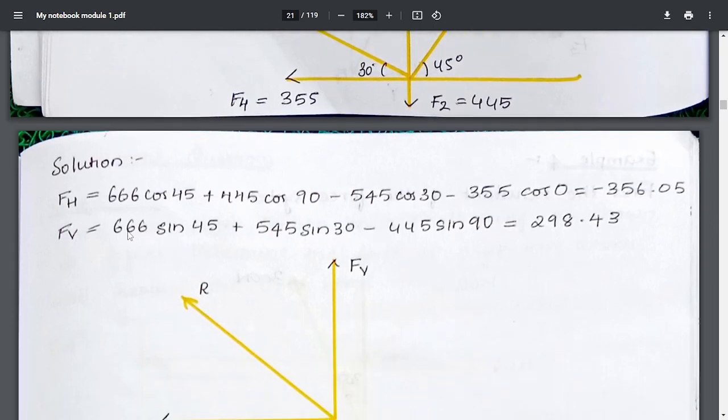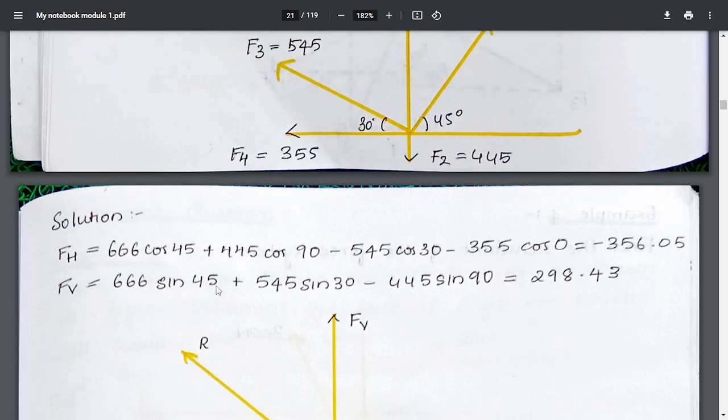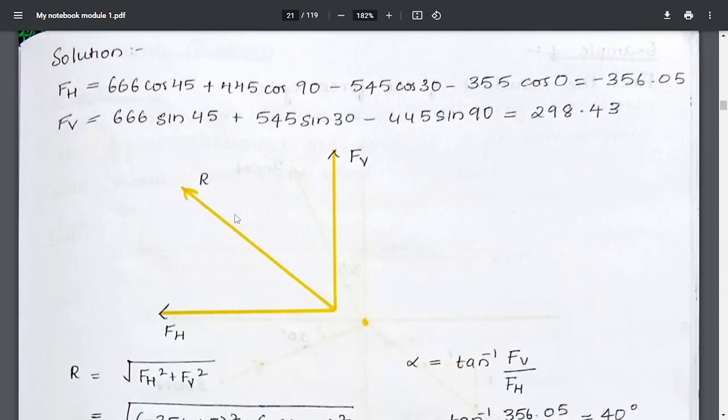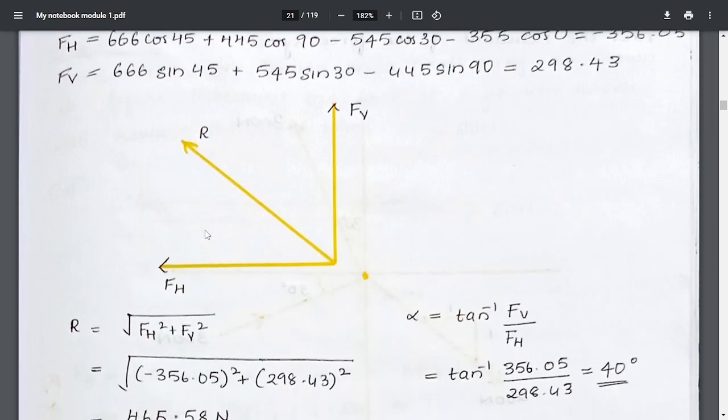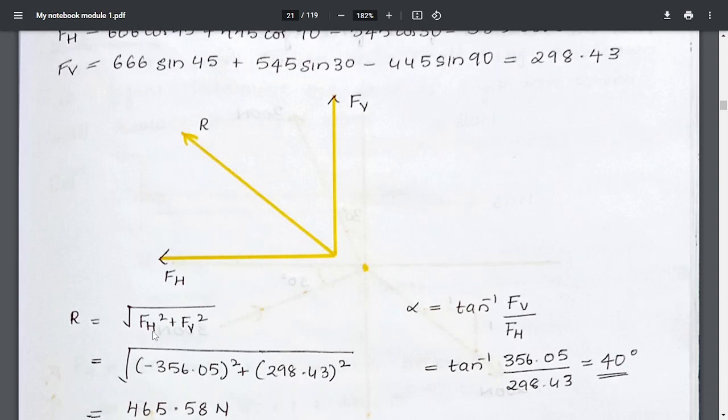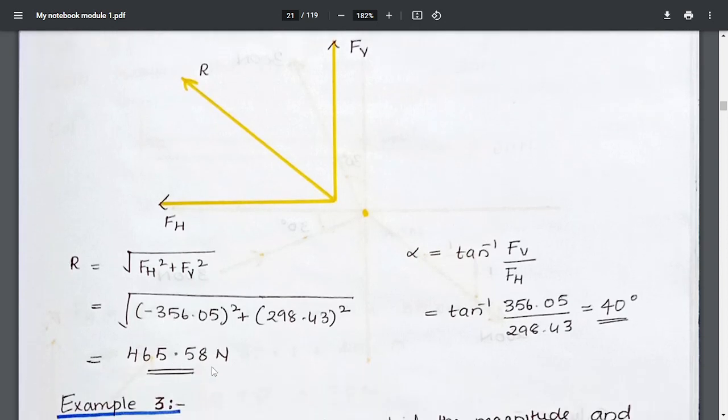And similarly we will take Fv, which is 666 sin 45, 545 sin 30, and 445 sin 90. We'll be getting that value, and we'll be getting something like this in the second quadrant. And we can find the resultant by using root of x squared plus y squared, which is nothing but these values. And if we put the values, we'll be getting the resultant. Then alpha is nothing but the angle between R and Fh, which is tan inverse of Fv by Fh, which will be somewhere around 40 degrees.